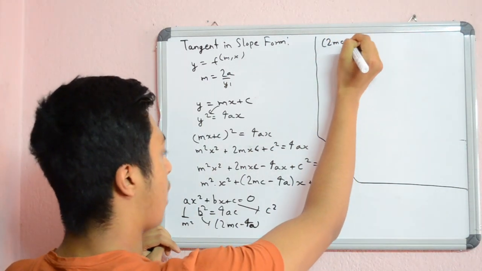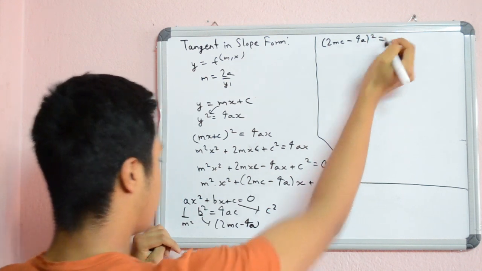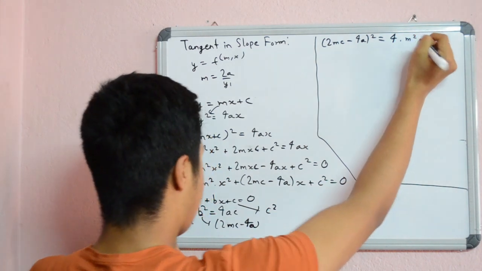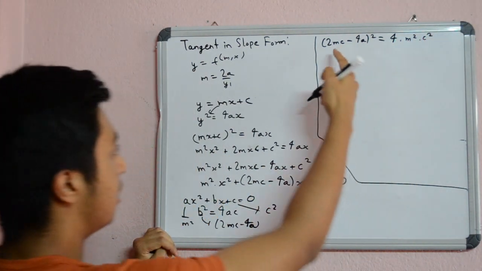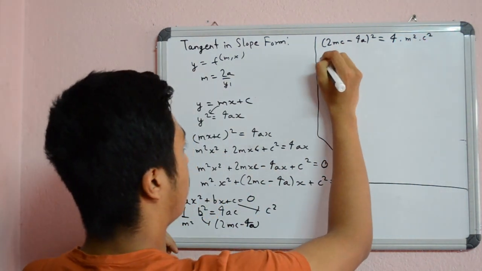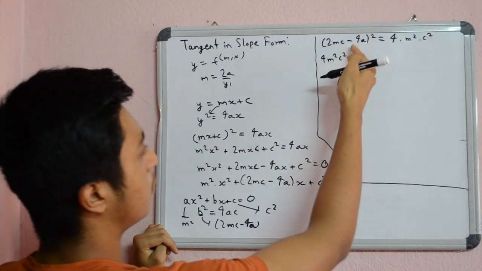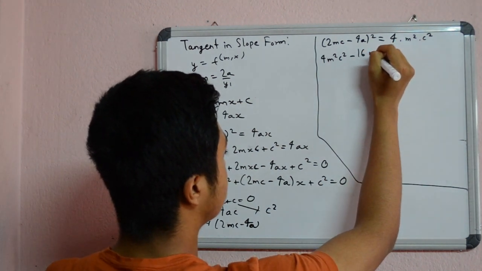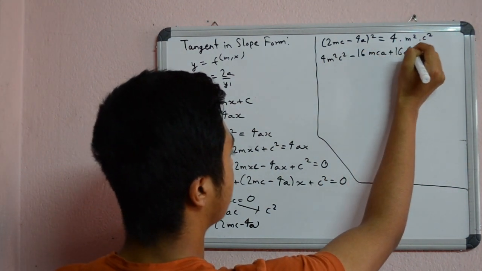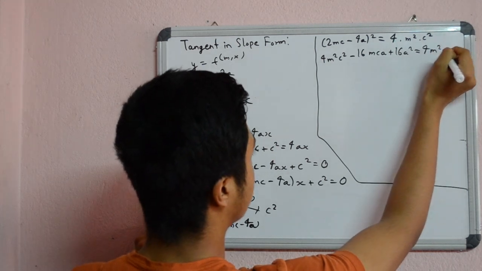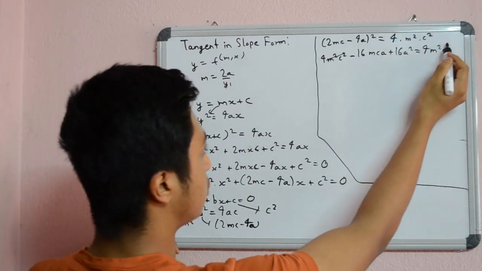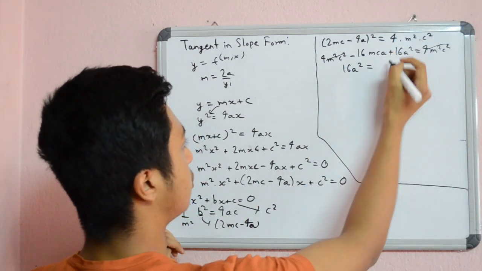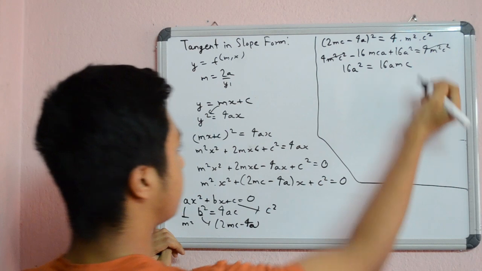And we just have to substitute these values in over here, and let's try to simplify it. So you'll have 2mc minus 4a whole square is equal to 4 into a, which is our m square, and c, which is our c square. So open up the brackets, you'll get 4m square c square minus 2 into a into b, which is 16mca, plus 16a square is equal to 4m square c square. So we can nicely cancel these two over here, and we'll have 16a square is equal to 16amc.